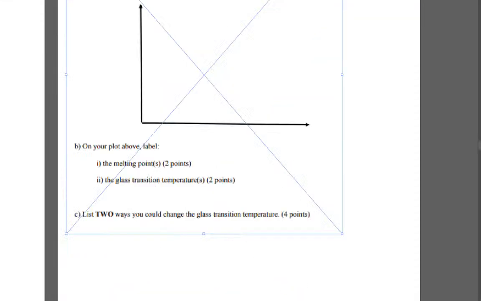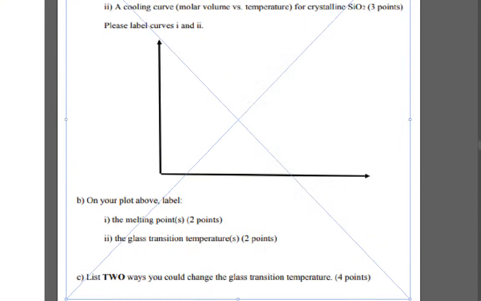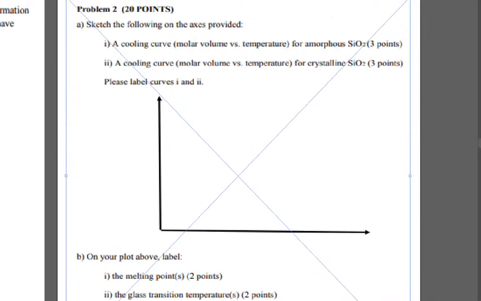So let's go into the next problem. Number two, as we are now going to be talking a bit about glass. Let's enlarge this. Sketch the following on the axis provided: number one, a cooling curve, molar volume versus temperature, for amorphous SiO2. And number two, a cooling curve for crystalline.